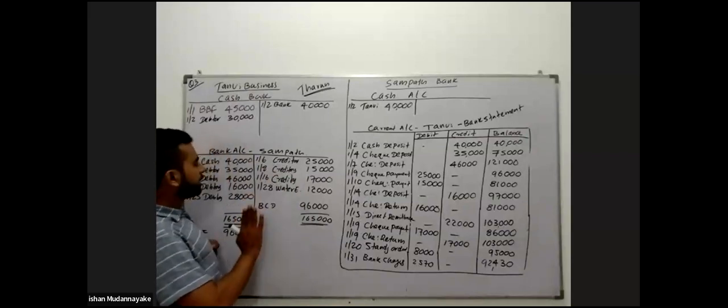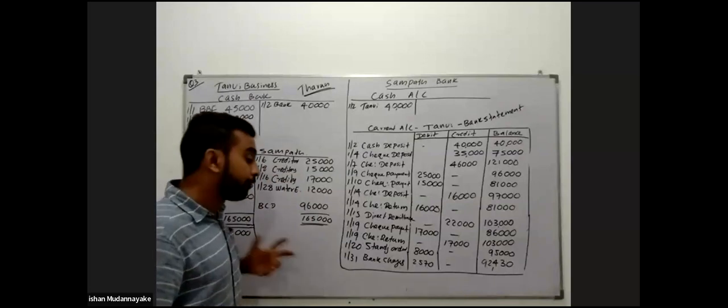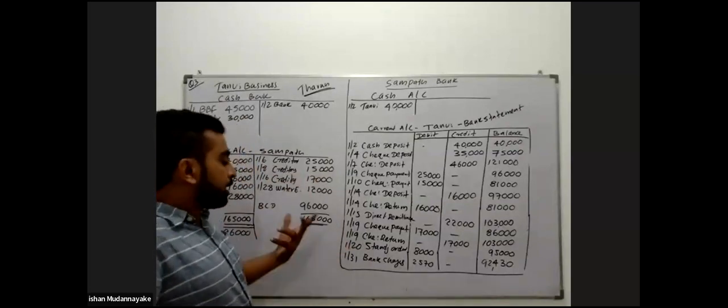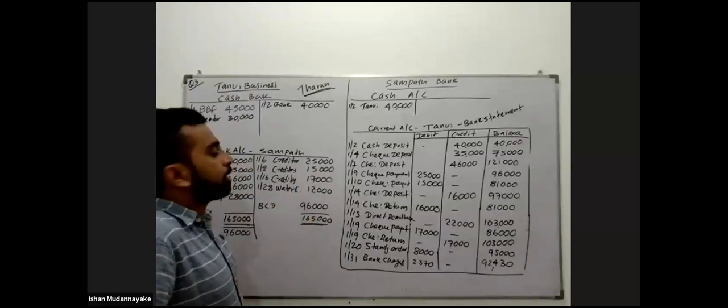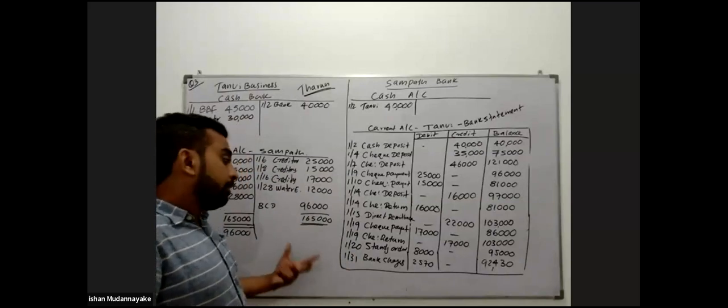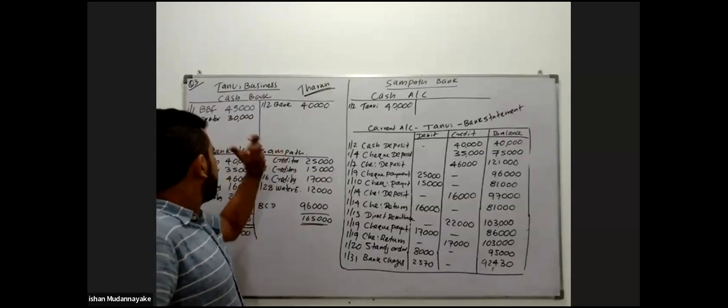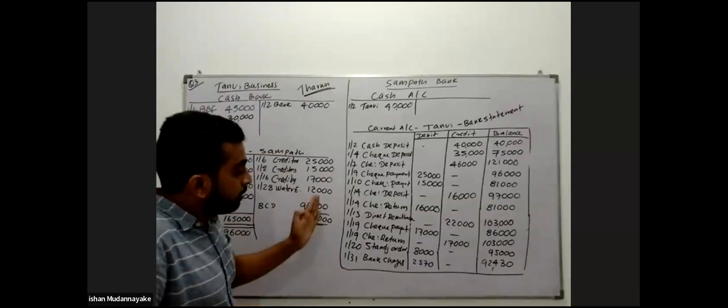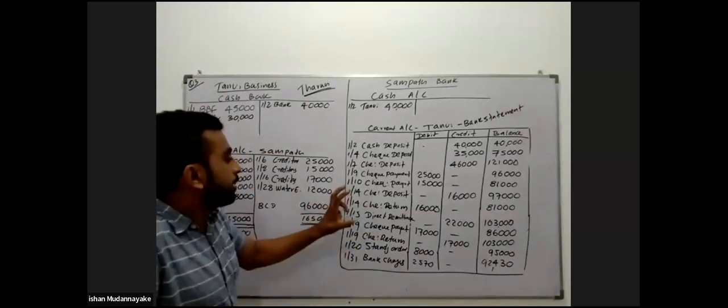Tarun prepared this bank account, but was unable to record some of the figures, some of the things in the bank account. Then Tarun needs to adjust his bank account after checking the bank statement.